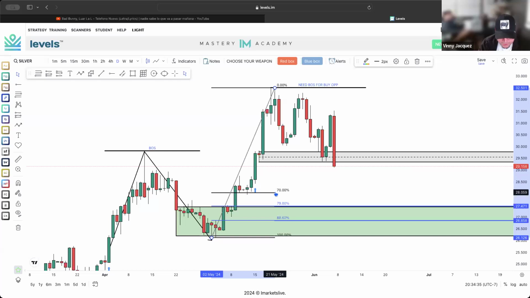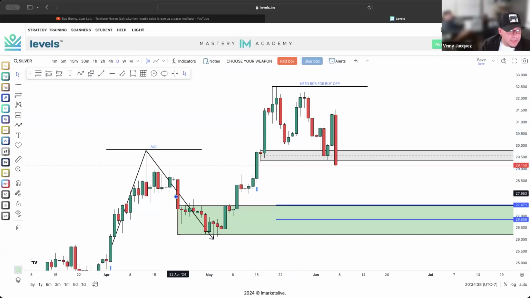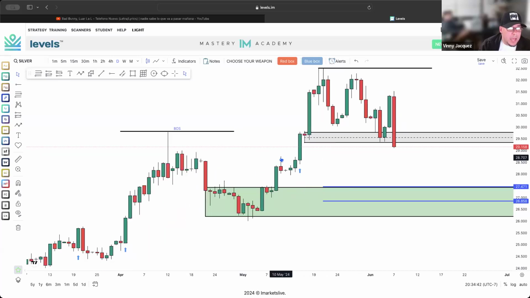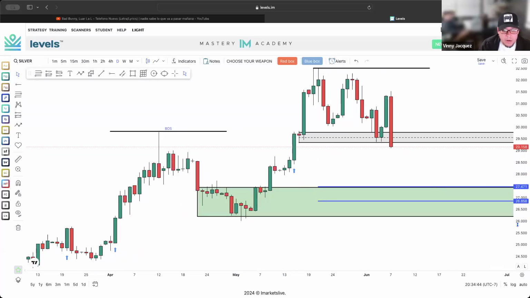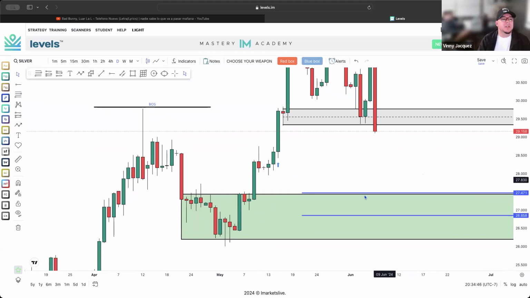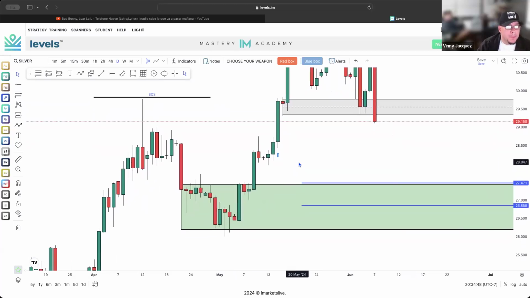Let's delete this for the visual. Now, let's delete this as well because we know what this is. It's a giant pullback, right? And we know, guys, this is the weekly starting point, right? But let's look at the structure. Let's look at the structure on the way down.